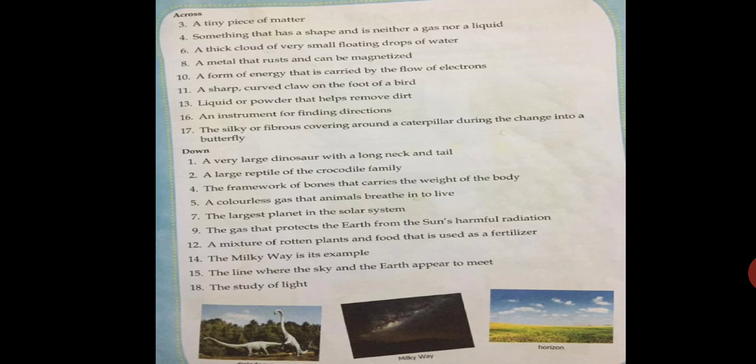Number 1, a very large dinosaur with a long neck and tail. What is the name of that specific kind of dinosaur which has a long neck and a tail? The name of that category of dinosaur is Diplodocus. Number 2, a large reptile of the crocodile family. The name of that reptile is alligator. Alligator is a large reptile of the crocodile family.